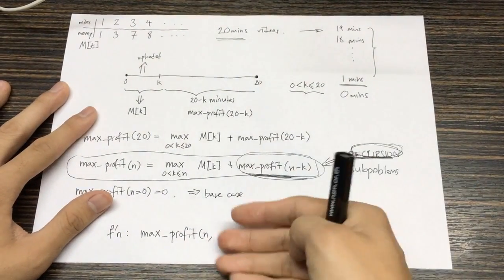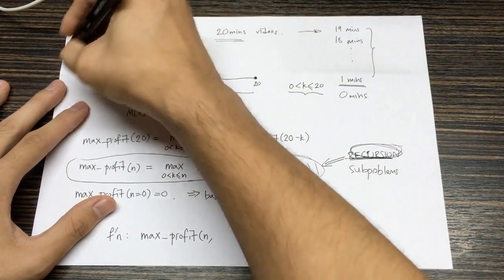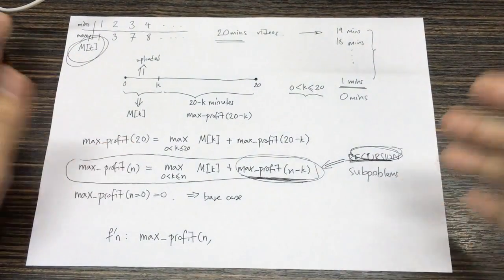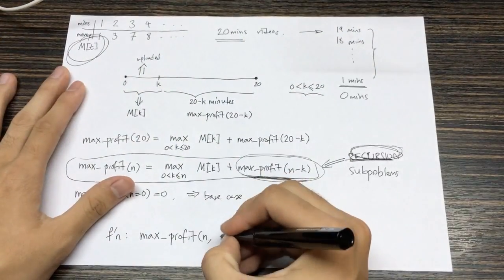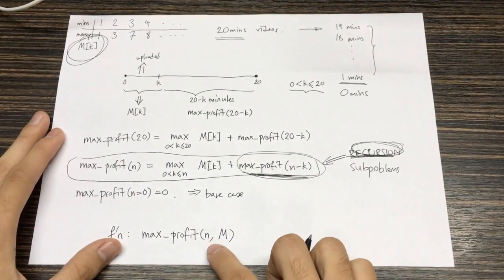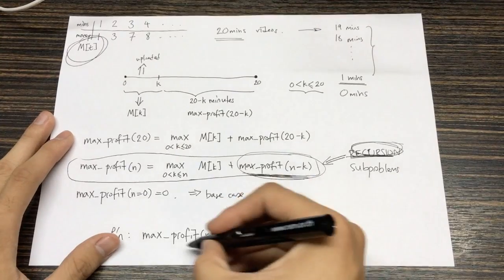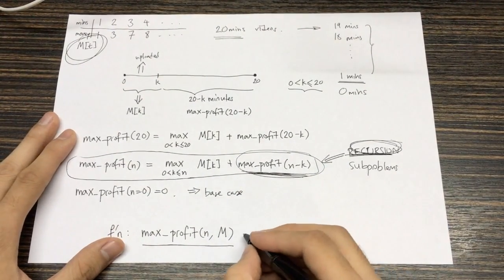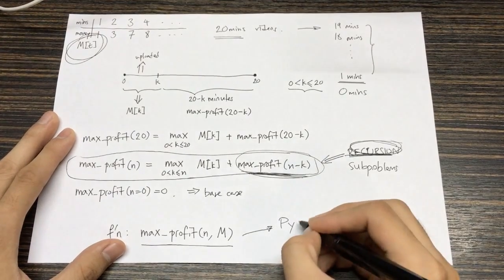But another variable that we need to take in is this table, because this table is what determines how much money we can get for a video of a certain length. So somehow I have to include this table in my parameters as well. So I have an n and I have an m, and this is the function that we will be writing in our Python code.